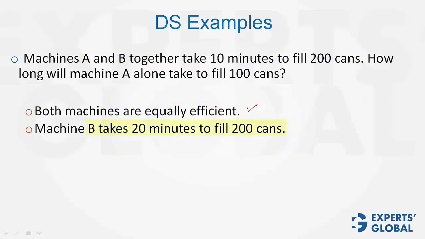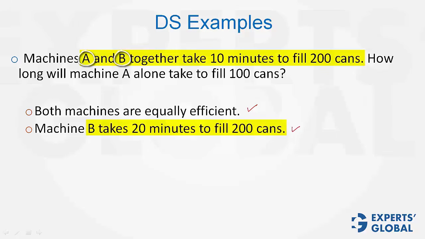Statement 2 gives us the efficiency of B. From the question, we have an equation in A and B. Therefore, if the efficiency of B is known, the efficiency of A can be determined. So even this is going to be sufficient. The answer will be that A will take 10 minutes to fill 100 cans.